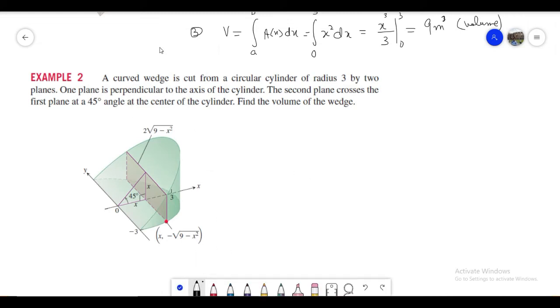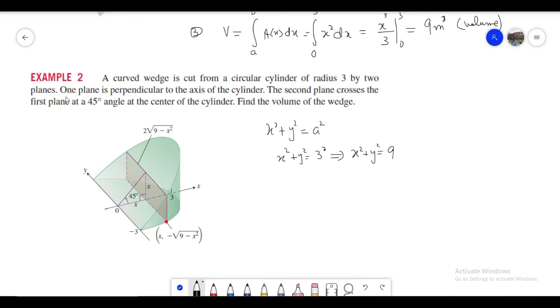So let us start from the question. In the question, a curved wedge is cut from the circular cylinder. So we have the knowledge of the equation of the cylinder, which is x squared plus y squared is equal to a squared, a cylindrical shape. In this case, a is equal to 3. So x squared plus y squared is equal to 3 squared, which is 9. In other words, x squared plus y squared is equal to 9.